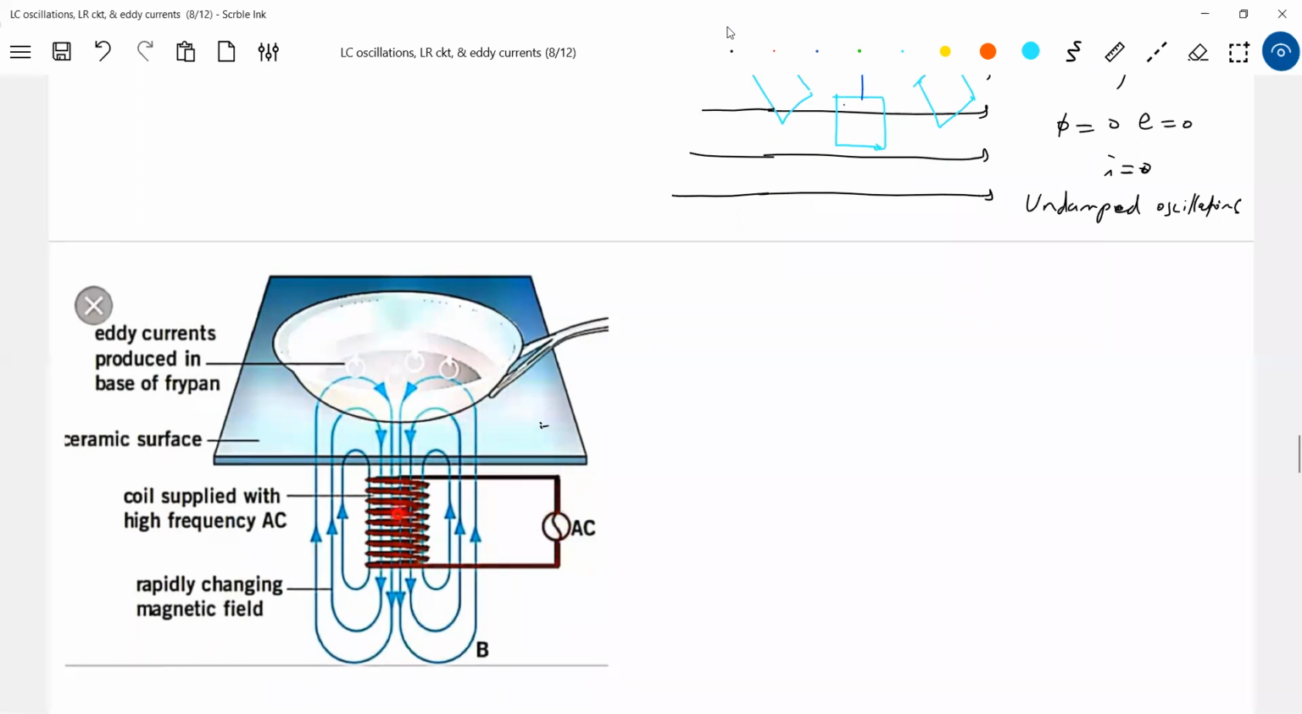So here, how do we generate a variable magnetic field? I just take a simple solenoid, a coil supplied with high frequency AC. I'll call this the solenoid. Now, when you send a variable current through a solenoid, a variable magnetic field is produced, B equal to mu naught n i, and that B will be along the axis. Outside the solenoid also, there will be a magnetic field.